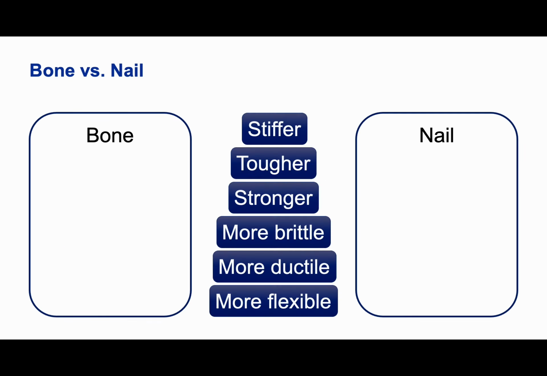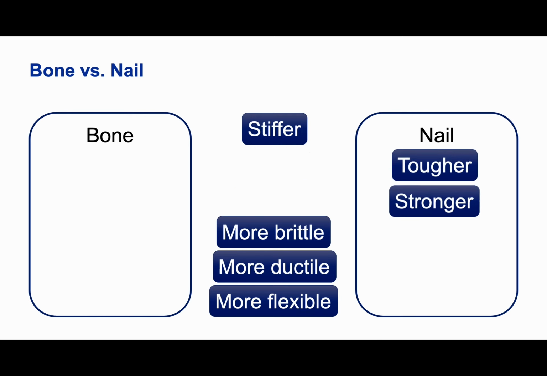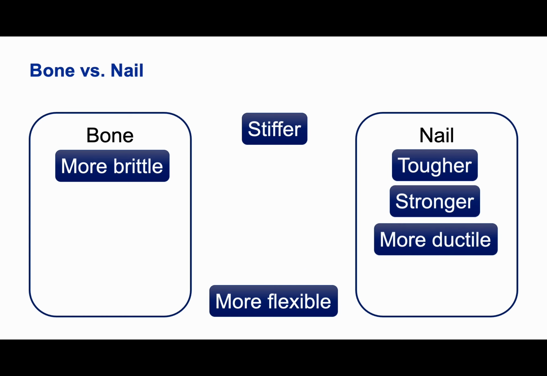If we then try to match the terms to their corresponding boxes, we find that the nail is tougher, stronger, and more ductile, while bone is more brittle. We cannot judge the stiffness of either the nail or the bone from the X-ray. Hence, we need to calculate it from the stress-strain curve.